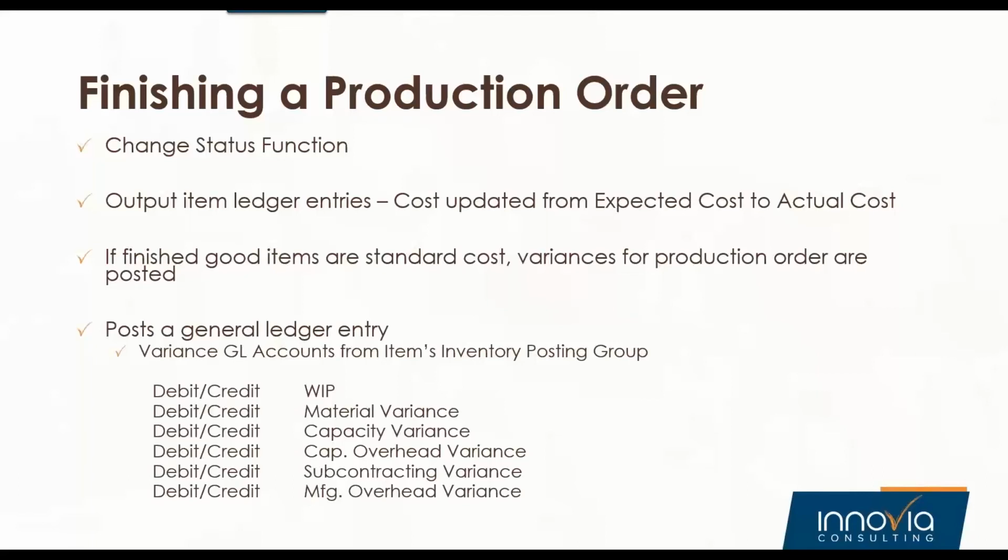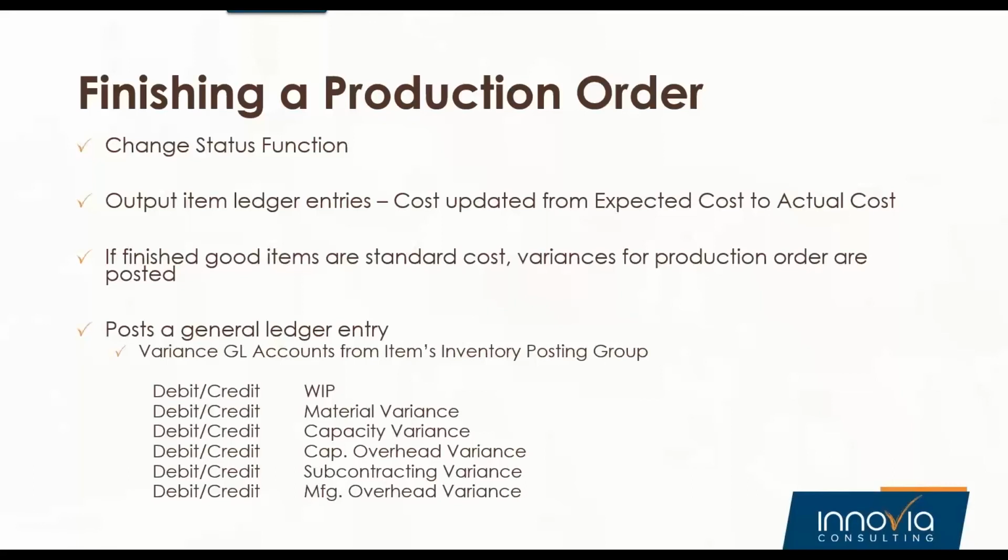If your finished good items are standard cost, it'll post all of the variances for the production order. And once adjust cost item entries is run, it'll also post your GL entry. All of the GL accounts come from your inventory posting group, so you'll see all of these accounts on that inventory posting group setup screen. Depending on the cost, it'll either debit or credit any of these accounts.